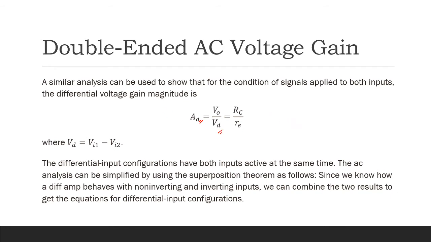Wherein, yung VD natin is known as the differential input. So, VD natin, class, take note, that is known as the differential input. And yung differential input natin, that is V in 1 minus V in 2. So, this is our differential input.